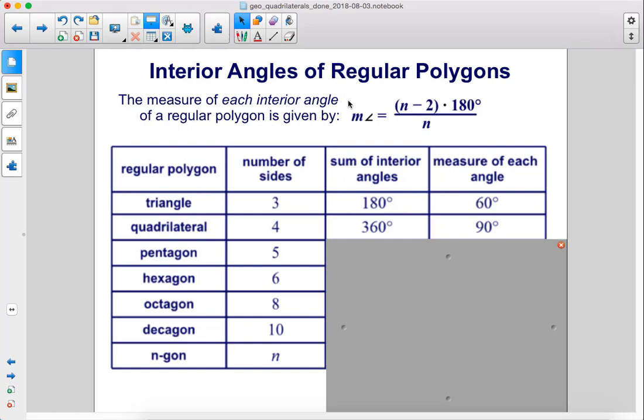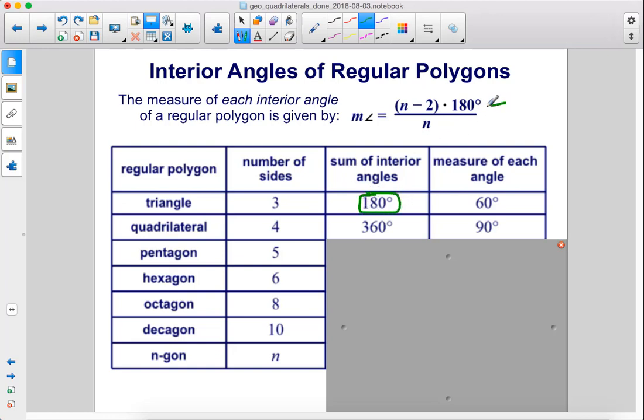The measure of each interior angle of a regular polygon is given by this equation here, n minus 2 times 180 divided by n. So let's fill in this chart. For a triangle, that would be an n value of 3 because there's 3 sides. Therefore, the sum of the interior angles is 180 degrees, and the measure of each angle is 60 degrees. So you can see that that would be 3 minus 2, which is 1, times 180, which is 180.